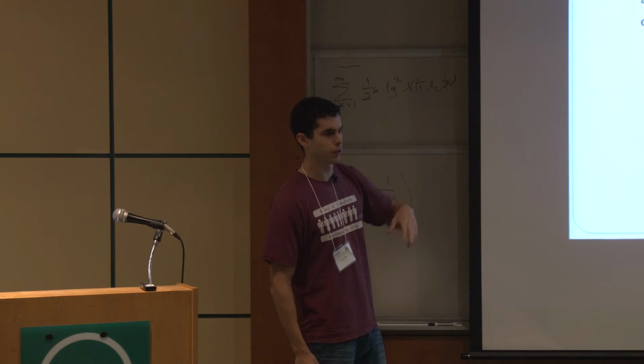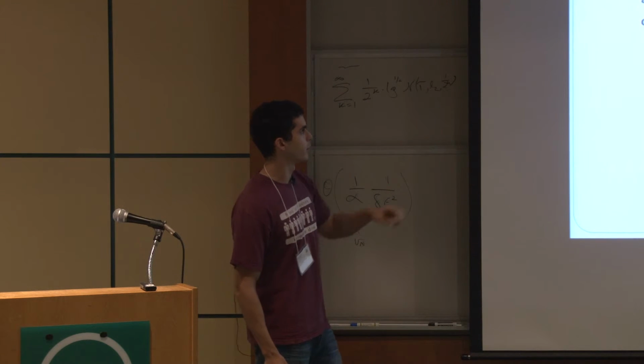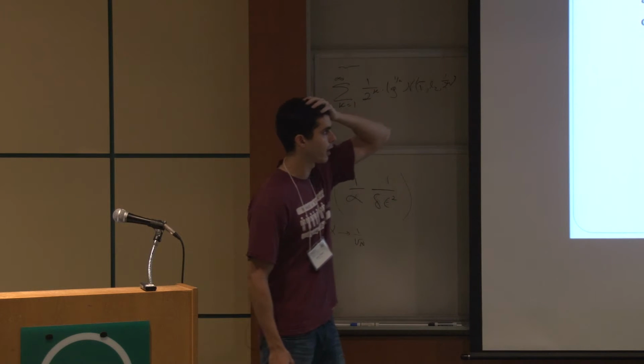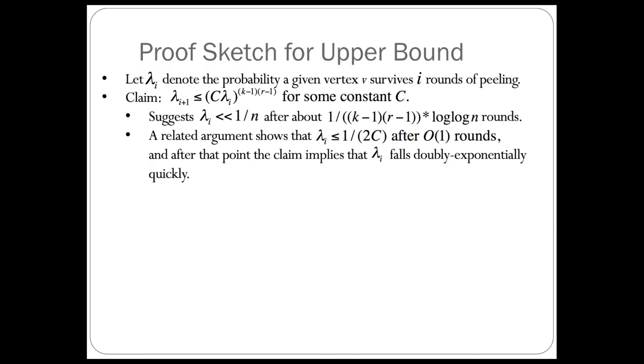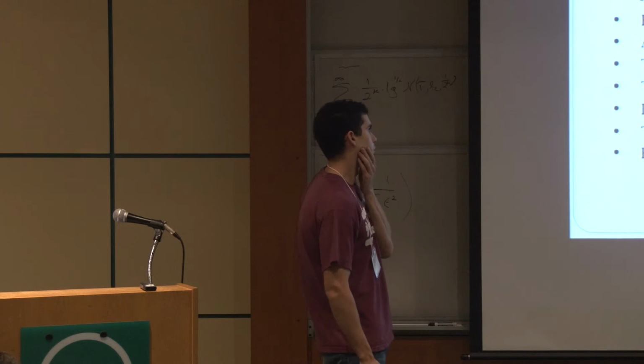What basically happens in the peeling process is that after a constant number of rounds, the probability a given node survives is below some constant. And once you hit that point, things start falling doubly exponentially quickly, where the exponent in the exponent is (k-1)(r-1). And that's where you get that constant. Okay, so let me sketch the claim.